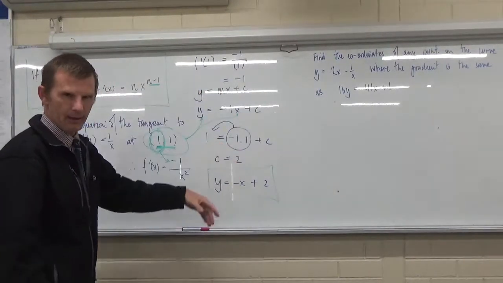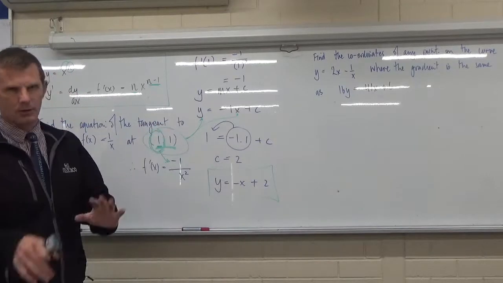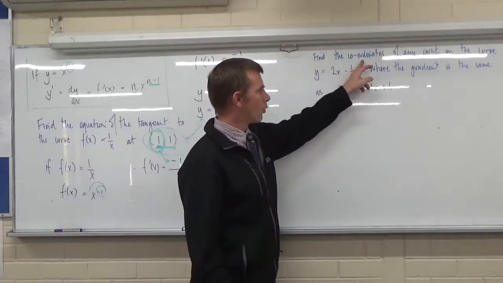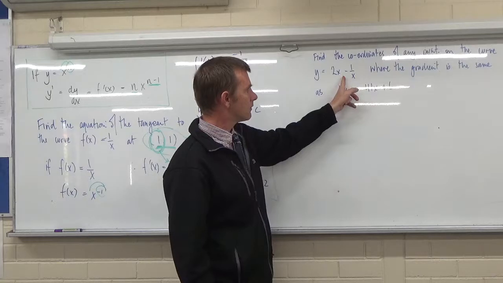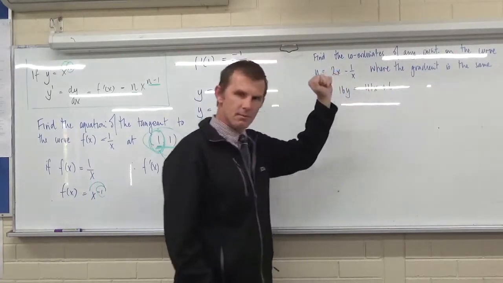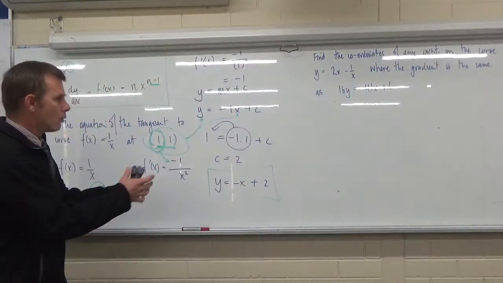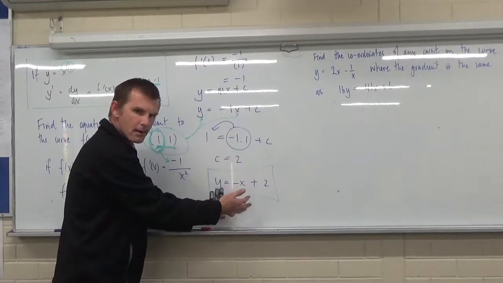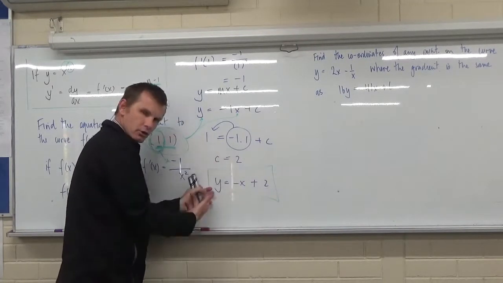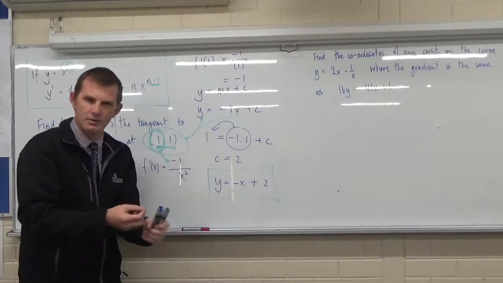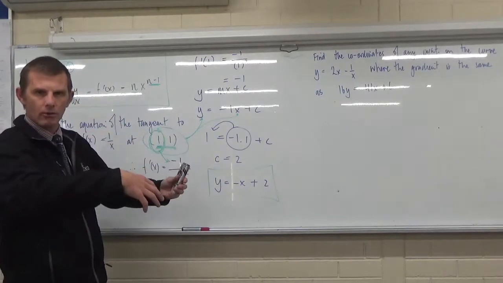Second question over here. This is a bit trickier. If you struggle on this, I can understand. Find the coordinates of any point on the curve where the gradient is the same as that. It's kind of the other way. We've already been given the gradient function. We've already been given the tangent, right? We want to find the points where that tangent is the right one.